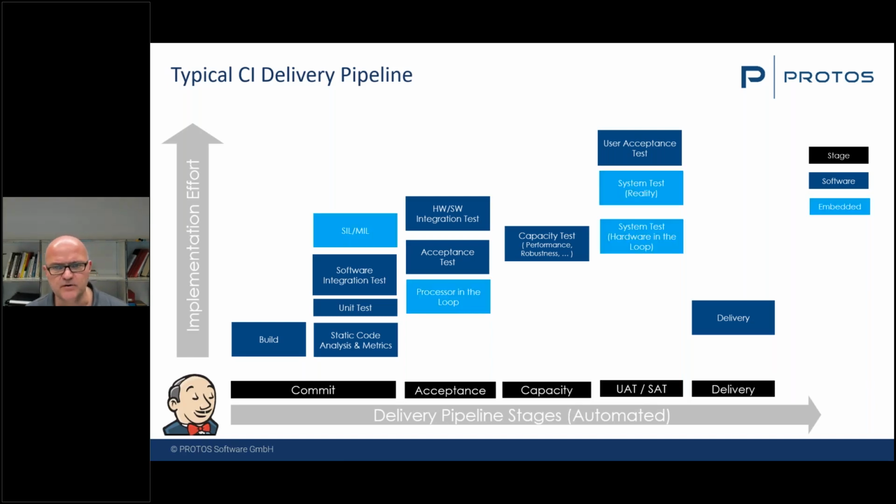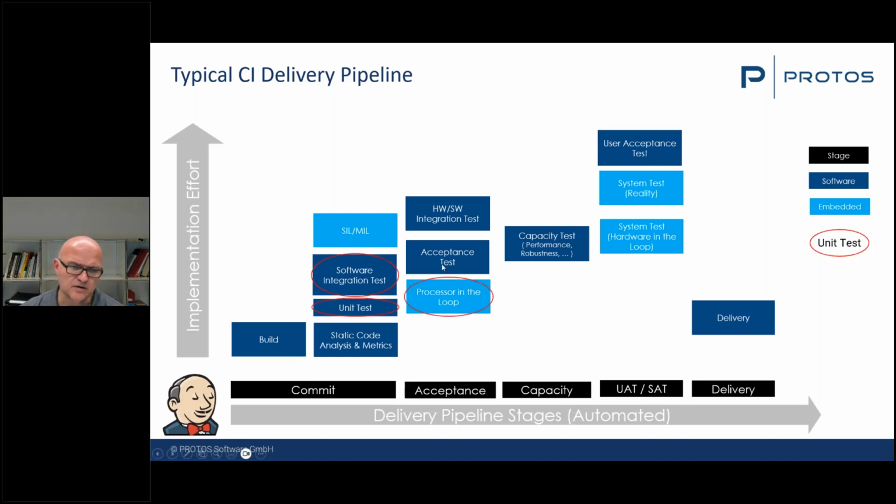In the field of embedded, you have maybe different tests. For example, software in the loop, model in the loop. That's usually very, very fast, so you might be able to run it on the commit stage. Then you have processor in the loop at the acceptance test stage, hardware in the loop, and so on. And in the end, you want to run a system test or a hardware in the loop system test.